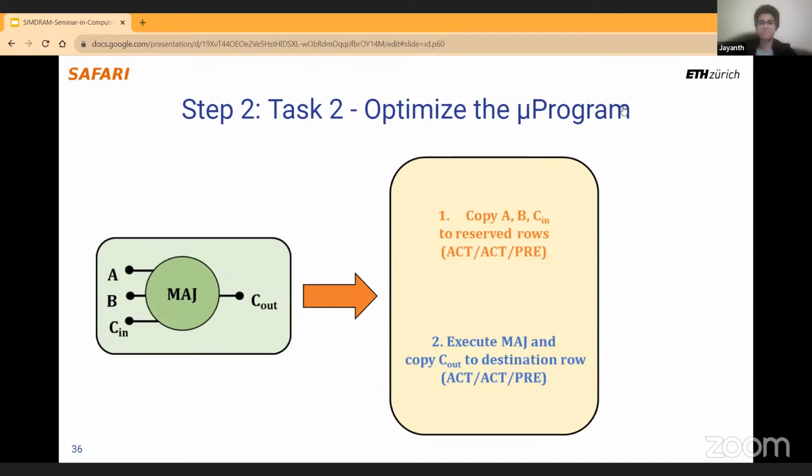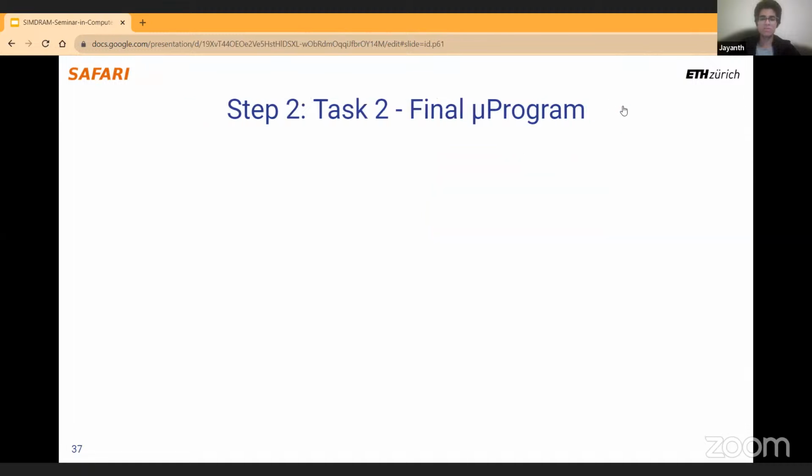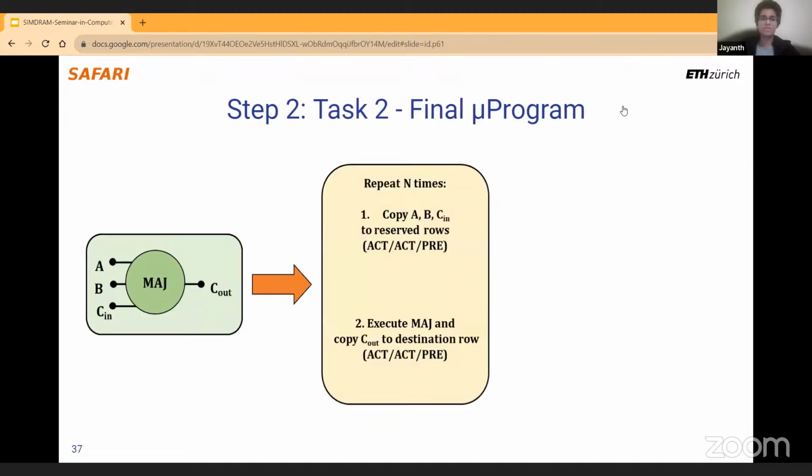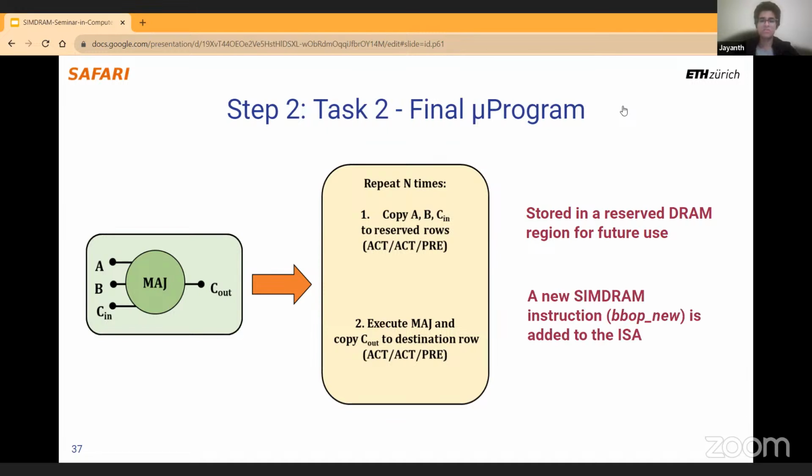But this microprogram is for a single bit operation. So we need to extend this for n-bit operations. So we have a loop that repeats the microprogram n times. So this gives us the final microprogram, and this is stored in a reserved DRAM region for future use, so that the programmer can use it anytime he needs it. And then the framework also adds a new instruction, which is denoted by bbop, to the instructions of the architecture. So the user can just use the bbop instruction to execute a SIMD operation.